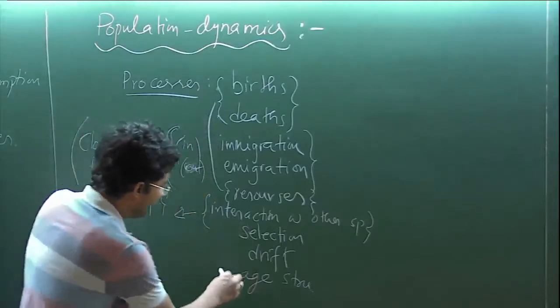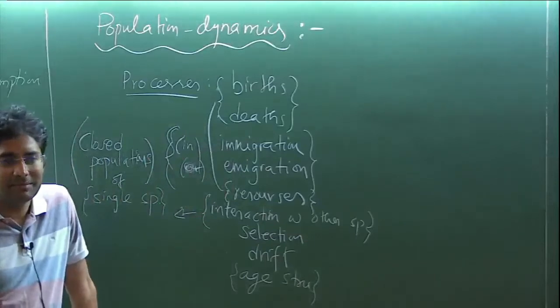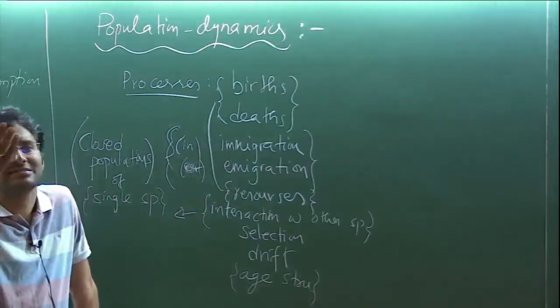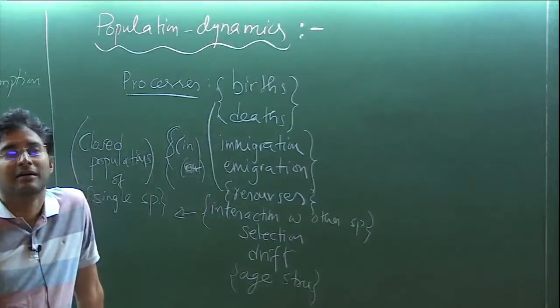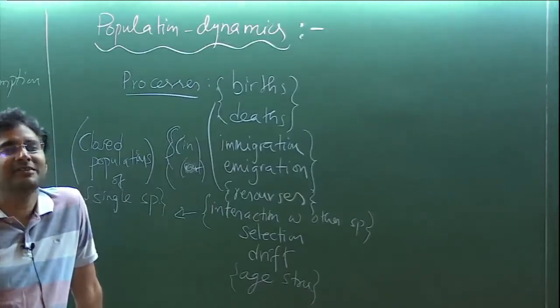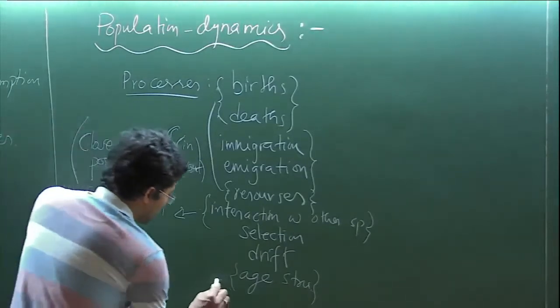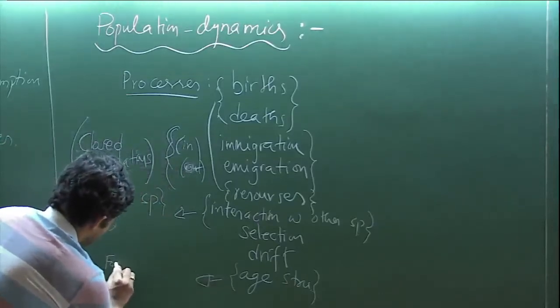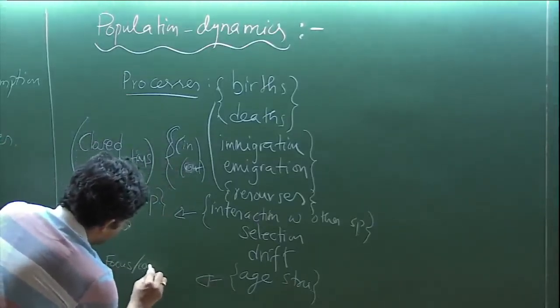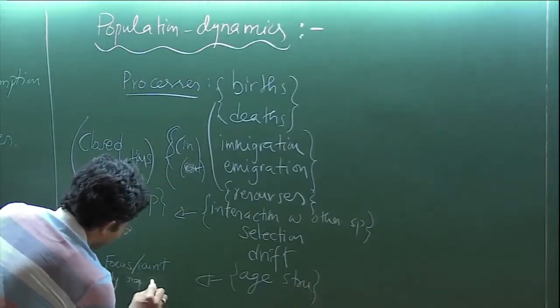Selection, drift. Okay. Before we go there, how about age structure? How does that influence the population dynamics? Somebody said age structure? Yeah. Okay. So can we circumvent the problem by saying I will only count individuals who can reproduce? Okay. So focus only on, or count, only reproducing adults.